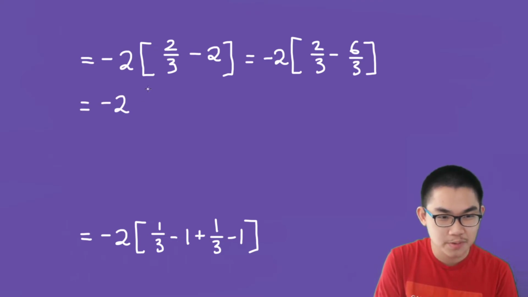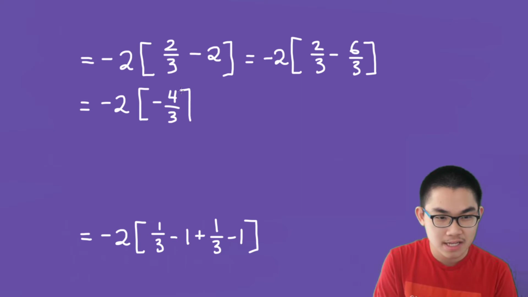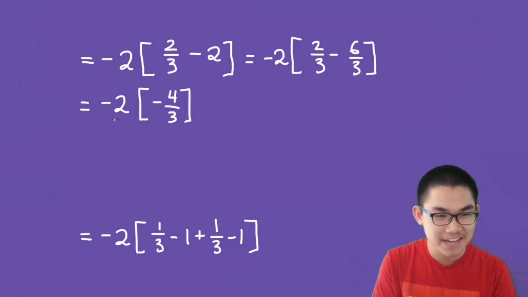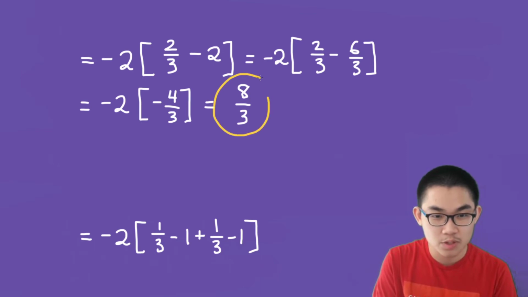So negative 2 times 2 minus 6 is going to be negative 4. So negative 4 over 3. And finally, negative 2 multiplied by negative 4 over 3 is a positive number. So that's going to be positive 8 over 3. And this is our answer. So this number right here represents the area between those two functions.